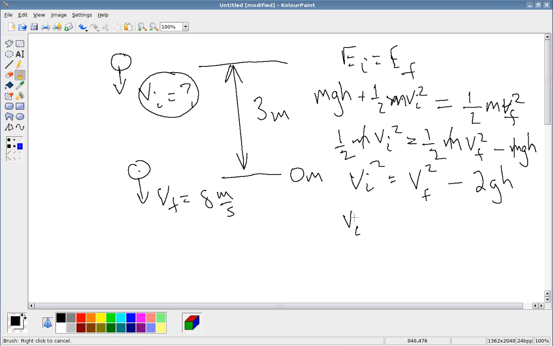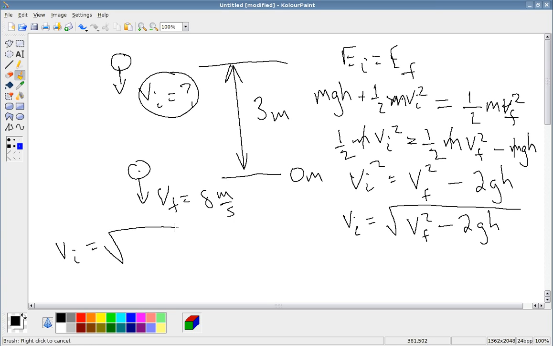Finishing the solution, we get vi is equal to the square root of vf squared minus 2gh. Now, if we plug our values into that, we end up having vi equals the square root of 8 meters per second squared minus 2 times g times a height of 3 meters.